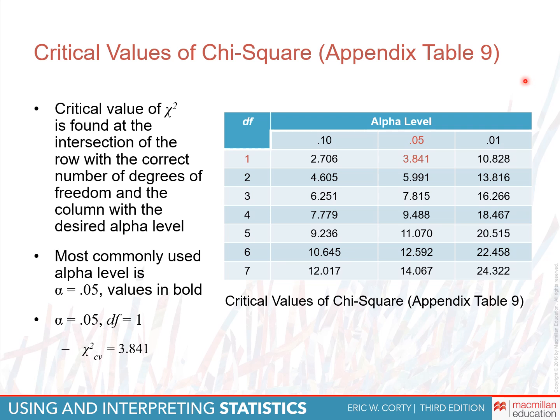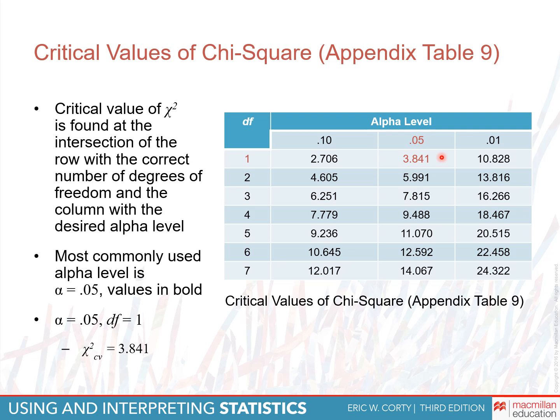All right, so here's an example of this table. There's a full table in the back of your textbook, appendix table 9. But let's use alpha level 0.05, which is the most commonly used alpha level. And we said our degrees of freedom was equal to 1. So we look at where those two intersect, and we get 3.841.